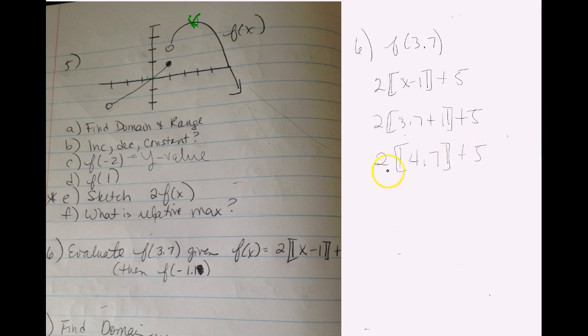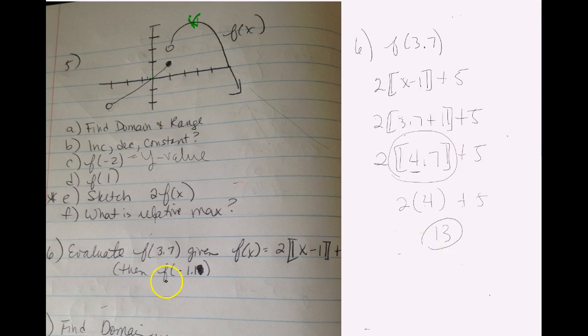But now you don't multiply these yet. I know you're tempted, but don't do it yet. Now is when you do the rounding, okay? So if this is the round down function, then 4.7 is going to round into a 4. It rounds down to the whole number 4. And so 8 plus 5 is 13, and that would be your answer, okay?